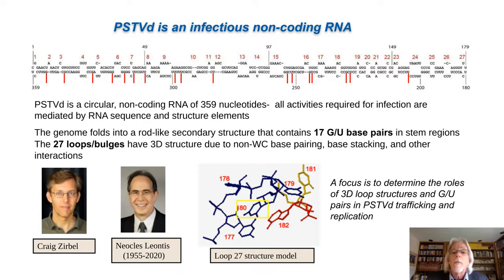Now, the genome folds into a rod-shaped structure, so it's very highly structured, that contains 17 GU base pairs. These are wobble bases mostly, and these are indicated by the red ticks at the bottom here. And 27 loops and bulges, which are numbered across the top here. Now, these appear to be non-paired in this diagram, but in fact, that's not the case. These all have 3D structure due to non-Watson-Crick base pairing, base stacking, and other sorts of interactions. For example, a model of the loop 27 structure is shown here below.